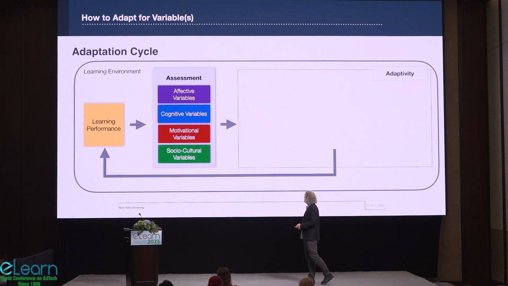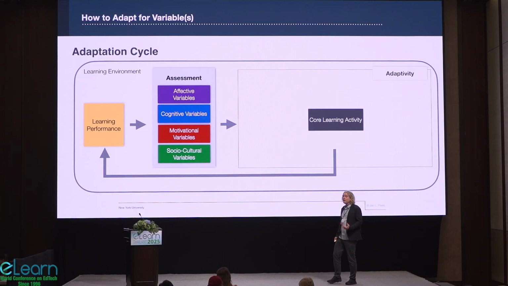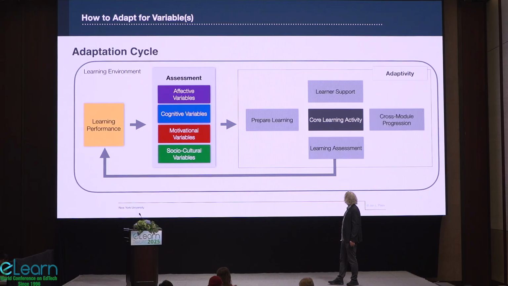But I want you to know about what I think should happen in there, which is we have a core learning activity you can adapt for, and then we have things around that. Learner support, learning assessment, preparation of learning, or even cross-module progression, which is the macro-level adaptivity. That's nice, still doesn't help me much, right? It's a kind of a model.